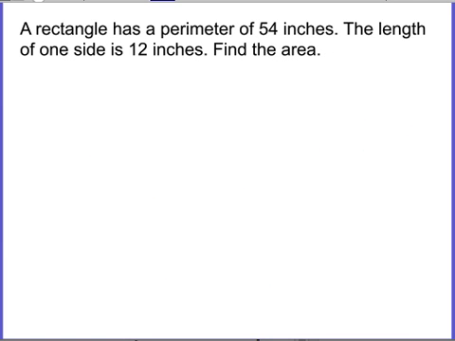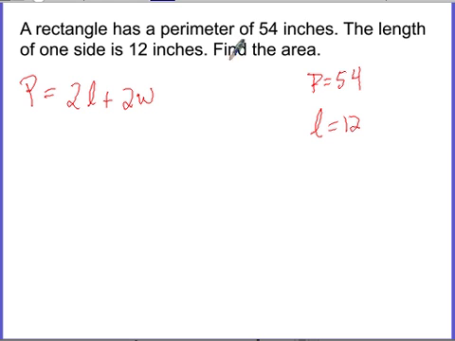All right, a rectangle has a perimeter of 54 inches. So we know a formula for the perimeter of a rectangle. What is it? Perimeter equals 2 times the length plus 2 times the width. So perimeter equals 54. The length of one side is 12 inches, so length equals 12.